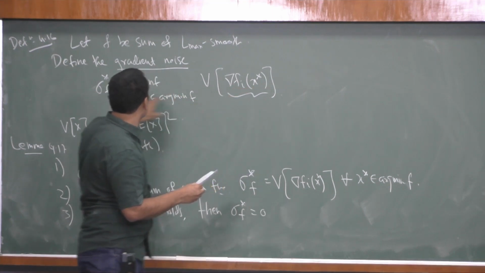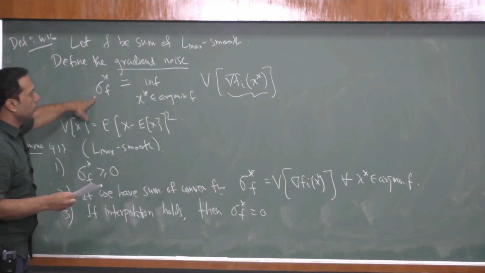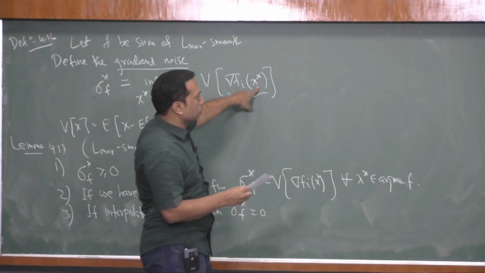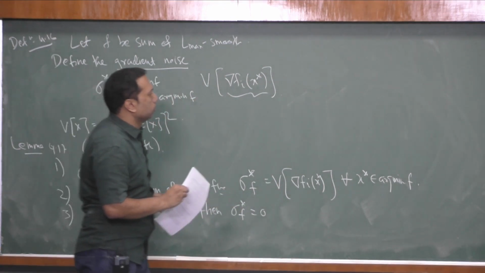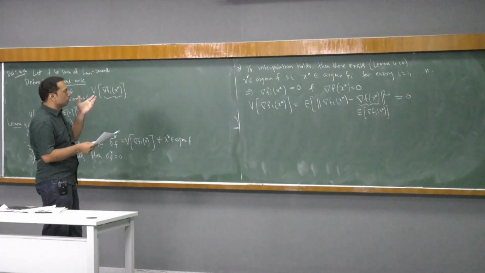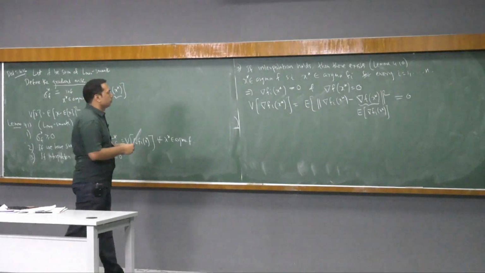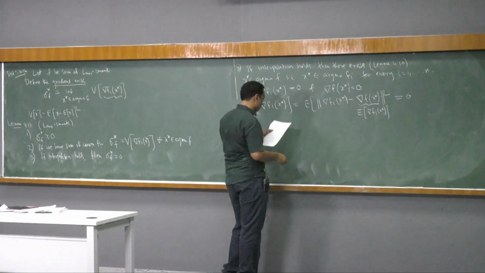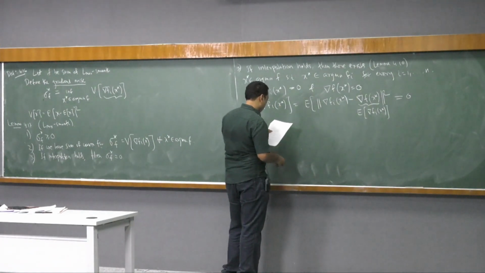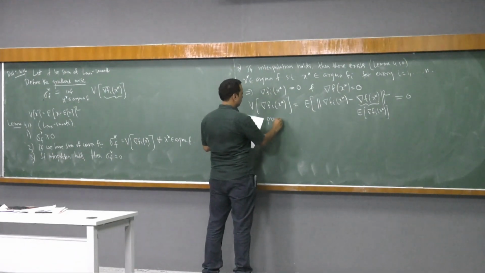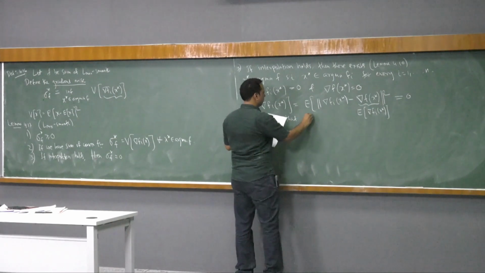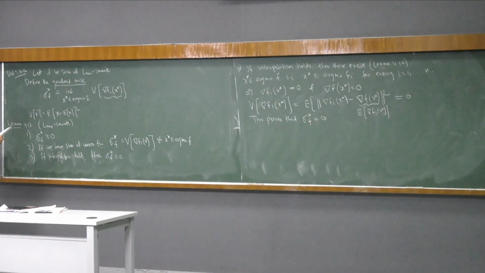Grad fi at x star is 0 because we are supposed to prove sigma star f is 0. What we have proved is that the variance of grad fi at x star is 0. And since for all i it's 0, the infimum will also be 0, right? This is for any x star, so it's 0. So this proves that sigma star f is 0. Now that's all, right? I don't know why the proof goes on a little bit more.